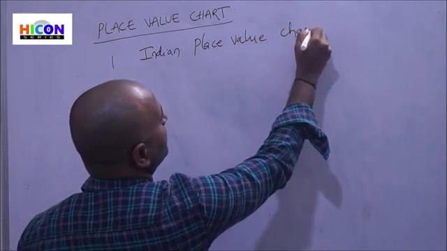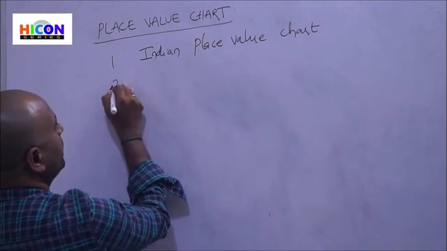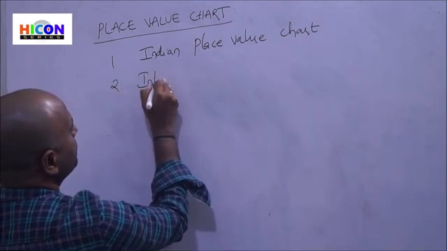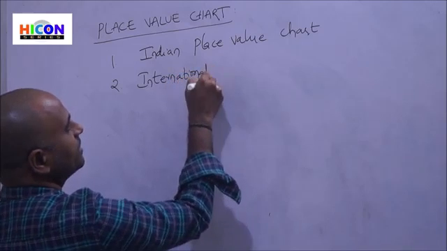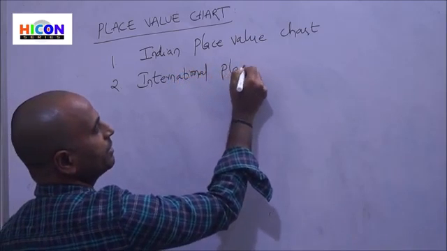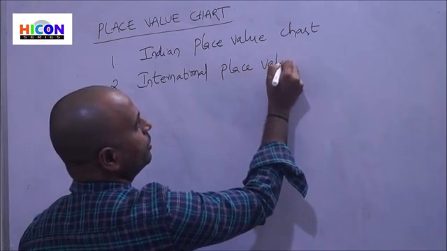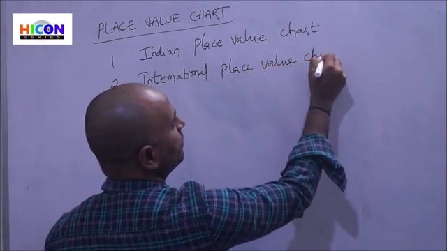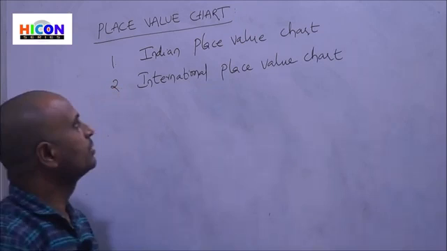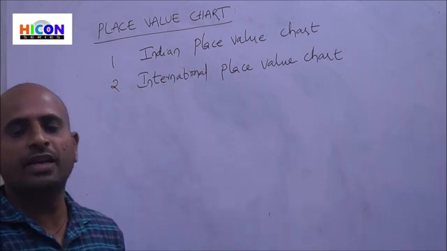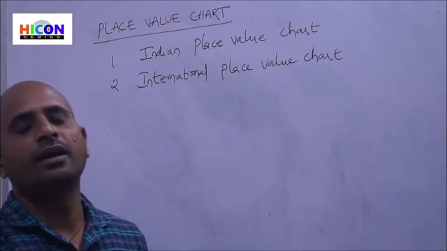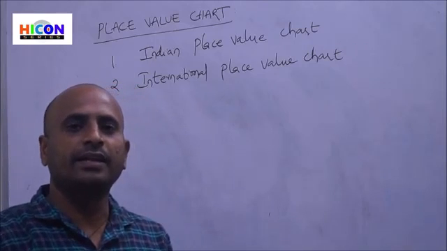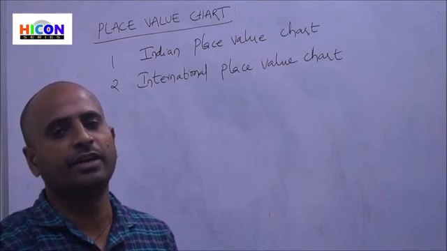And the second one is international place value chart. So these are the two different types of place value charts. These two place value charts are very helpful in writing number names for the given number and in writing expanded notations for the given number.